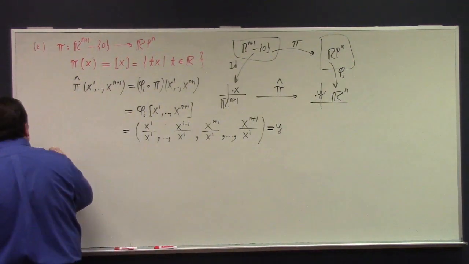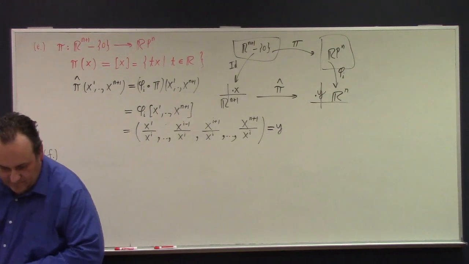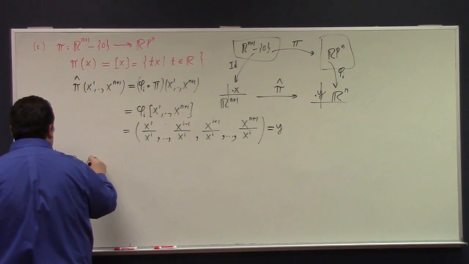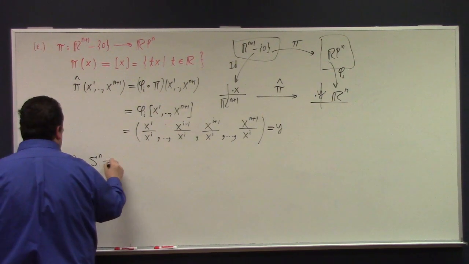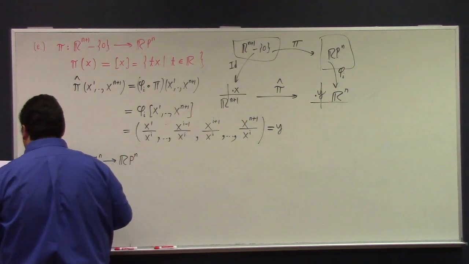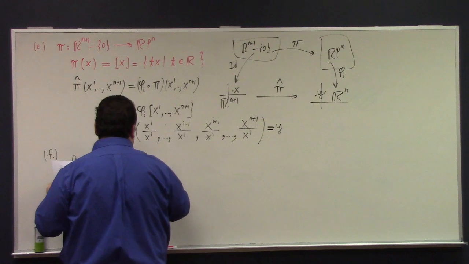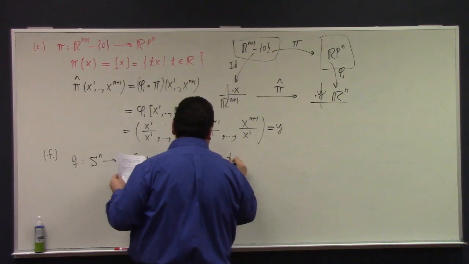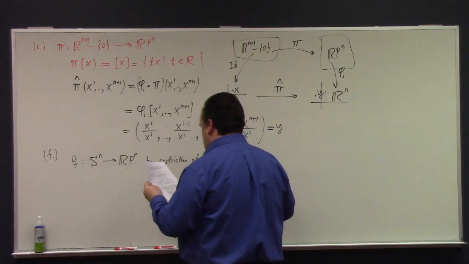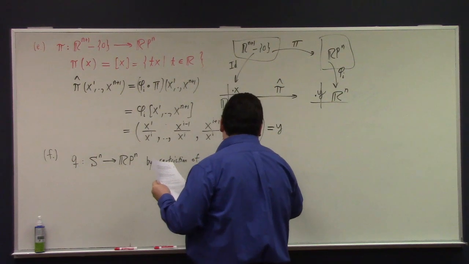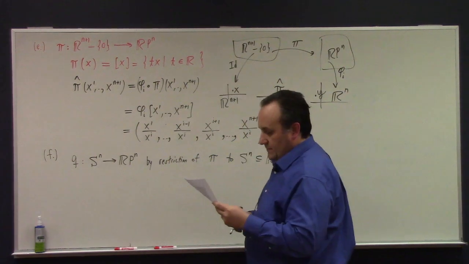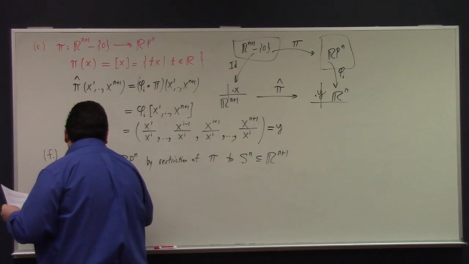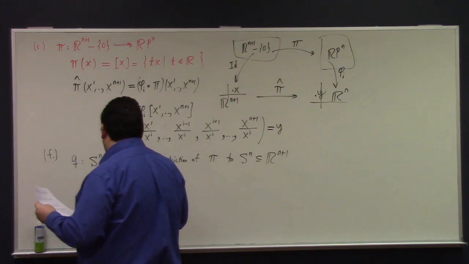His next example doubles down on this further. He defines a mapping Q from S^n to real projective space as just the restriction of pi from the previous example to S^n, which of course is a subset of R^(n+1). But what does that make Q? That makes Q equal to the composition of pi and iota.